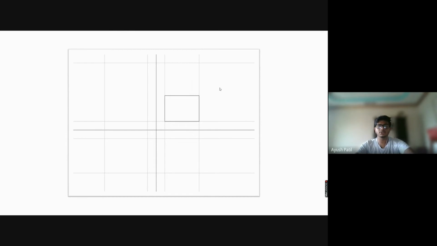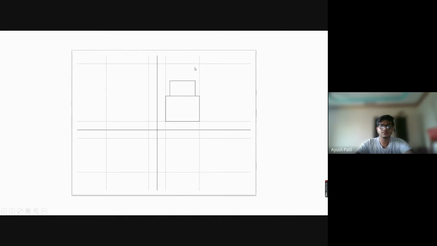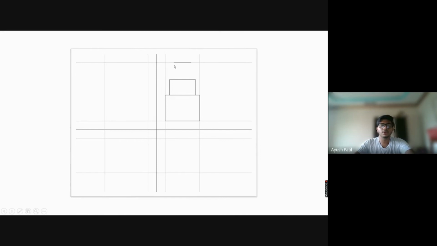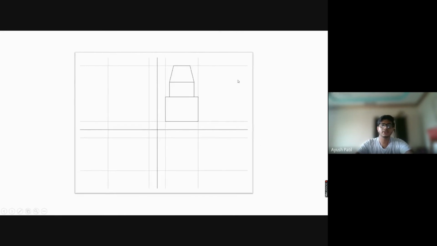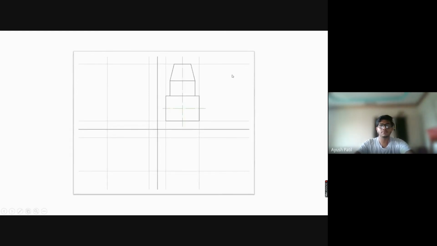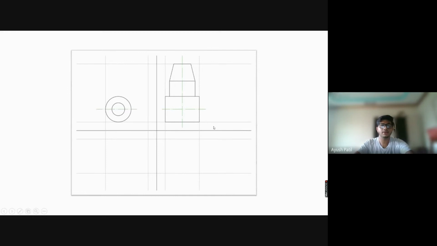The LHS view of this diagram. Then we have to draw this line as shown here. Then this line. Then by drawing a 40 mm line here, we have to join these two lines like this. And afterward, we have to draw the middle line of this view. Then by referring to this middle line, we have to draw a middle line at the front view side.